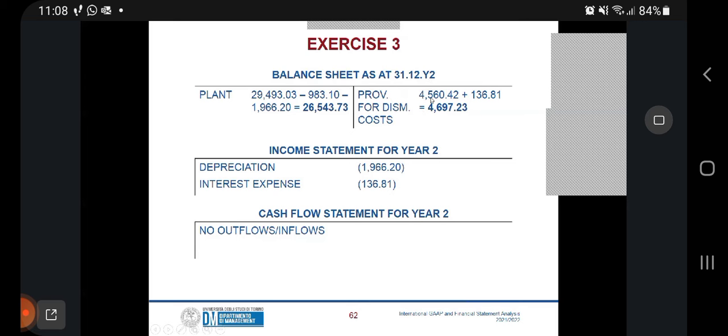For 1,500, this part of the provision is equal to the provision at the 31st December year 1 plus the interest expense of the current year. Moreover, again, in the income statement, you will find depreciation, the annual depreciation charge equal to 1,900, and then the interest expense. But for the second year, there are no outflows or inflows. Is it clear?